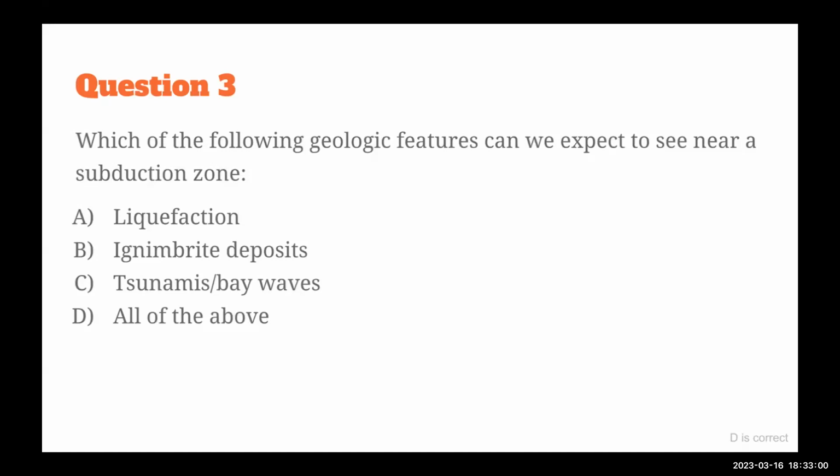Now, ignimbrite deposits are the result of pyroclastic flows. So yes, we know that at subduction zones, there can be volcanoes. Volcanoes can lead to pyroclastic flows, so it would lead to ignimbrite deposits. And then we covered the San Andreas myth, right? You need a vertical displacement of water to create a tsunami. So yeah, you can have a tsunami wave created by subduction, right?